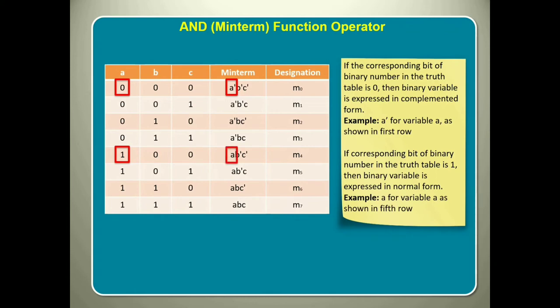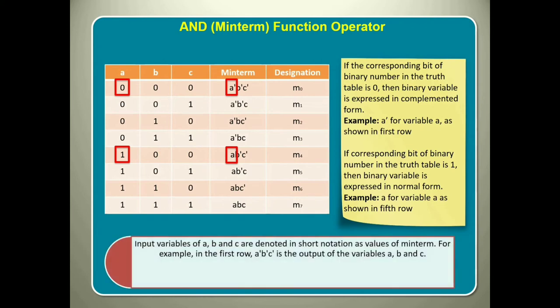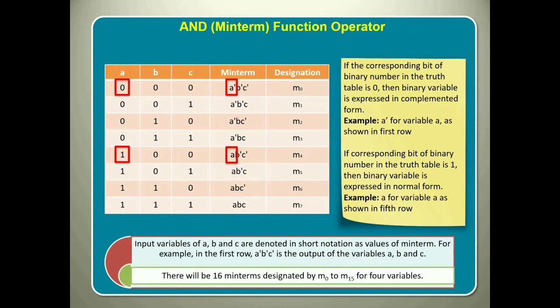Here we can see that input variables of A, B, and C are denoted in short notation as values of Minterm. For example, in the first row, A complement into B complement into C complement is the output of the variables A, B, and C. There will be 16 minterms designated by M0 to M15 for 4 variables.